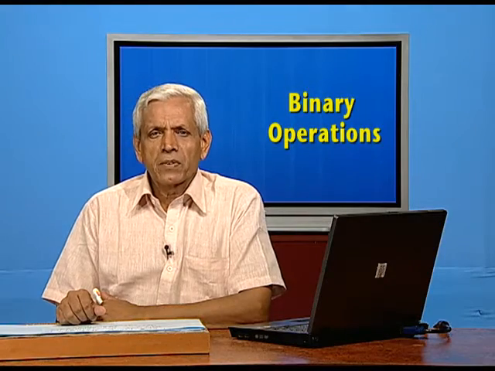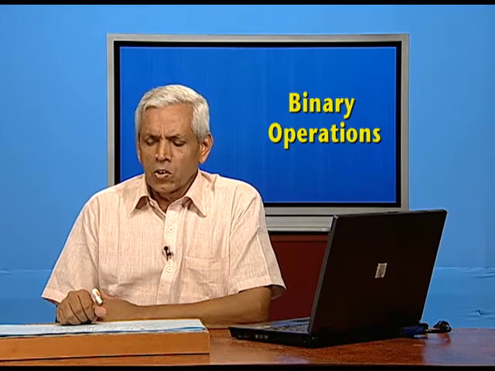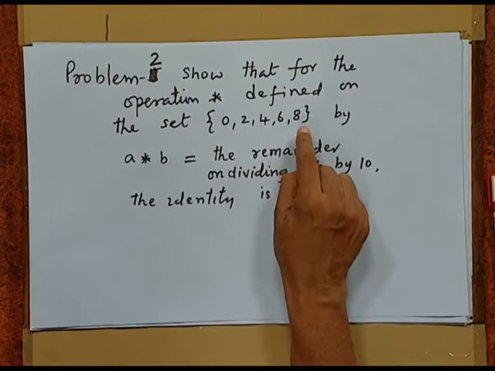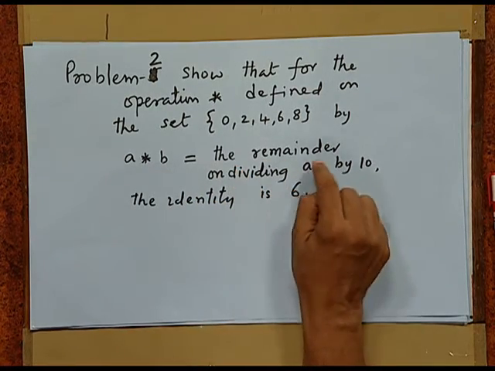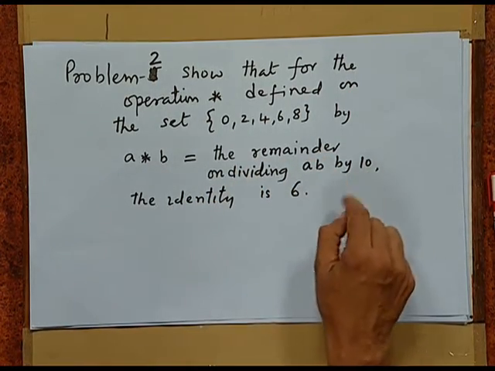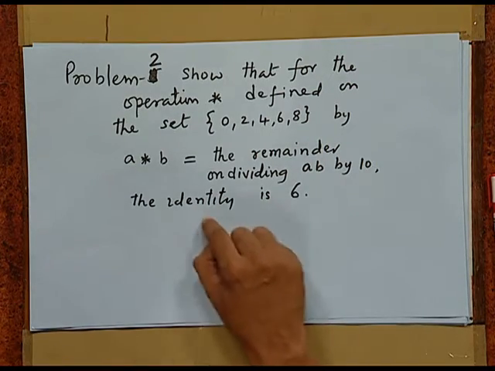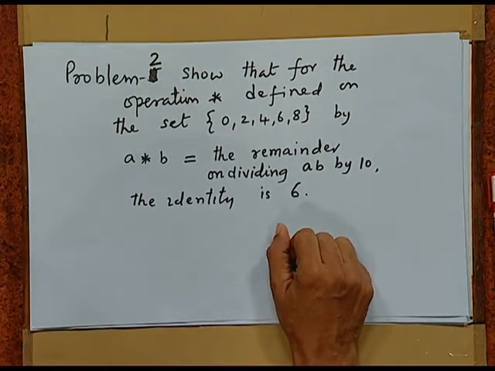Let us take one more example. Show that for the operation star defined on the set 0, 2, 4, 6, 8 by a star b equal to the remainder on dividing ab by 10, the identity is 6. This problem is very interesting. Usually identity becomes 0 or 1. Here is a case, the identity is neither 0 nor 1. Let us solve this problem.